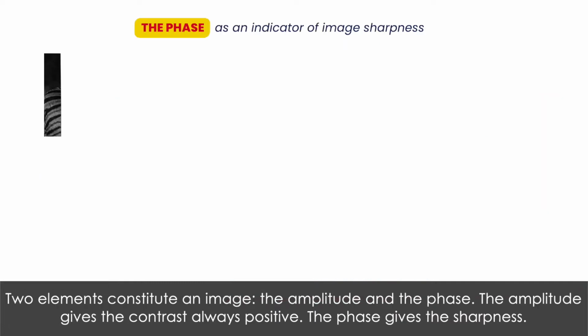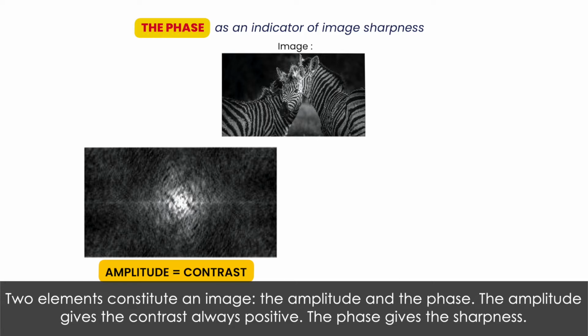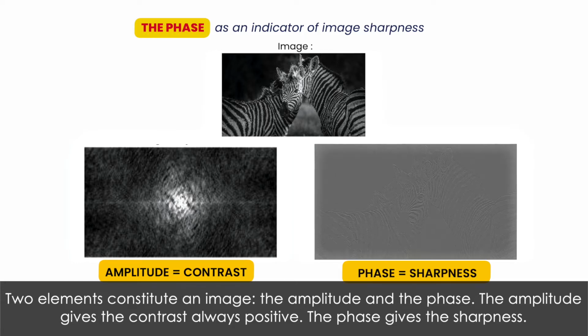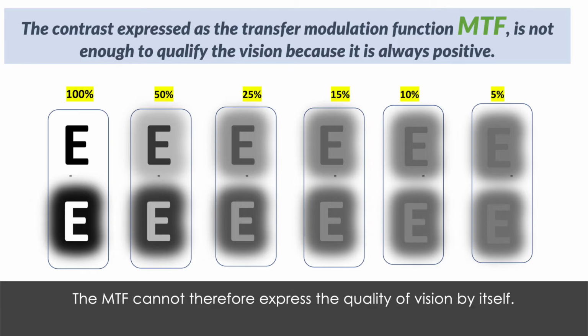Two elements constitute an image: the amplitude and the phase. The amplitude gives the contrast, always positive. The phase gives the sharpness. The modulation transfer function, MTF, expresses the contrast. Even with a very low contrast, the letters are seen. The MTF cannot therefore express the quality of vision by itself.